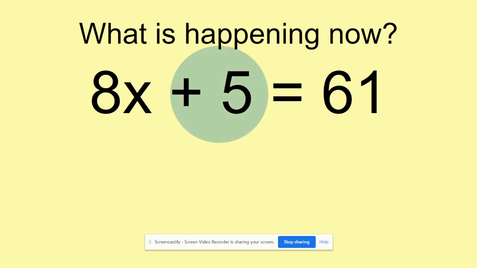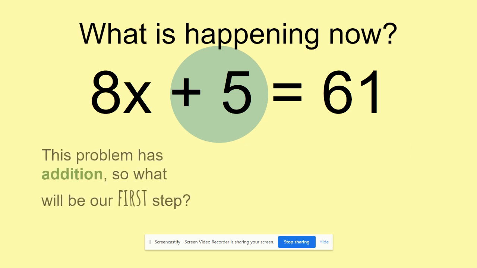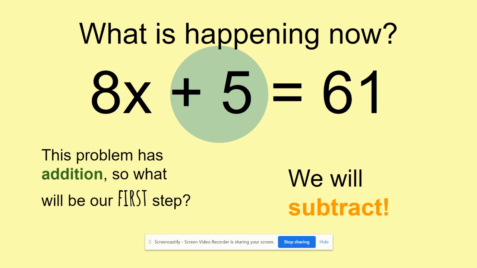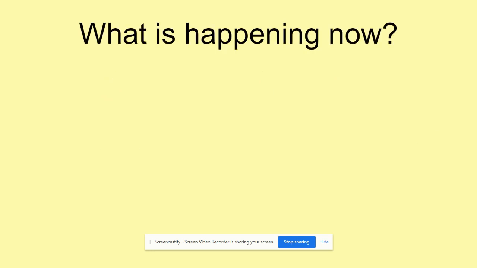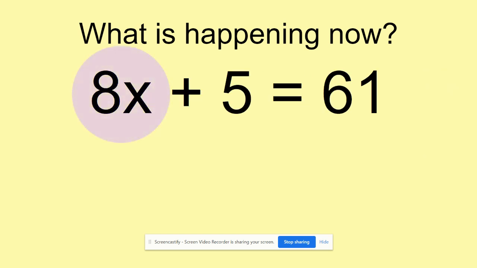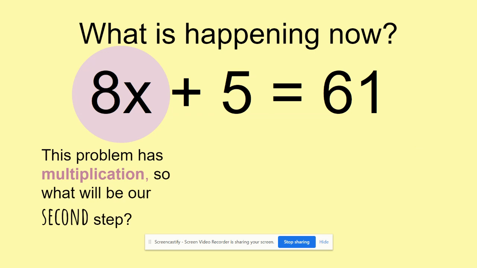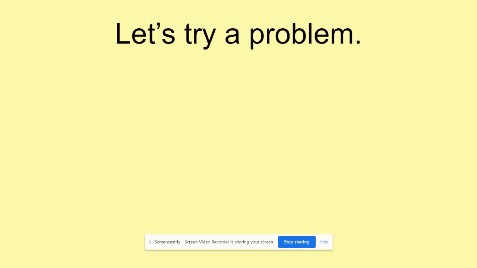So what's happening now? Remember, the first thing we're always looking for is where there is some kind of addition or subtraction. And I found it right there. It's plus 5. Okay, so if the first thing that we see there is plus 5, our first step is going to be subtracting. Let's take a look at what our second step might be. We notice that 8 and x are multiplying. So our second step is going to be division. Okay, let's put it to work now.